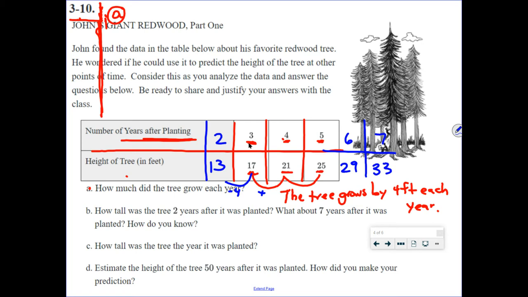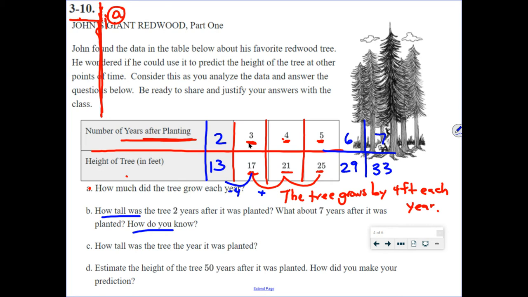Some of you said, well, I just figured it out in my head and didn't use the table, just did it that way. That's okay too, but I do expect you to have written the answer as a complete sentence for both of those parts. So you should say, 2 years after it was planted, it was 13 feet tall.